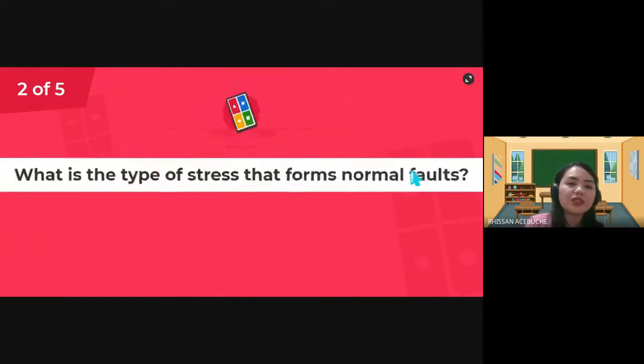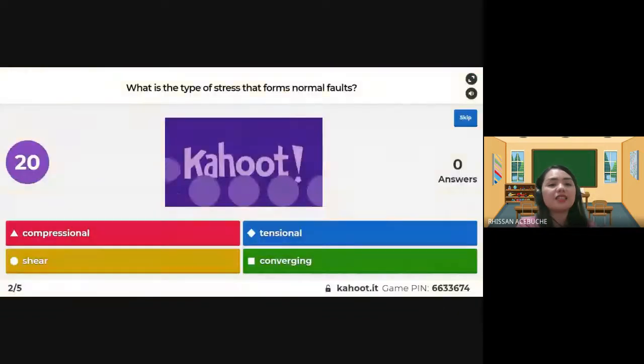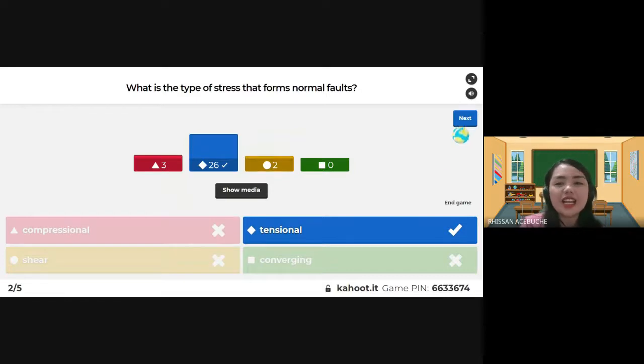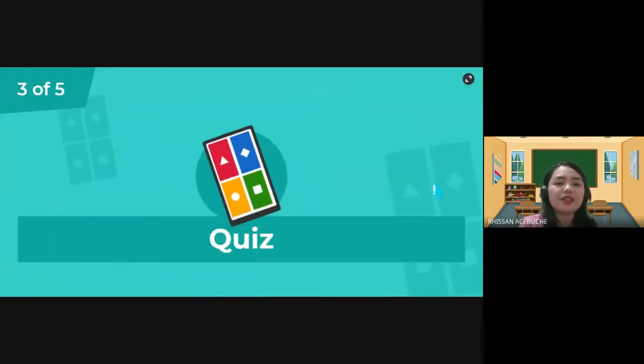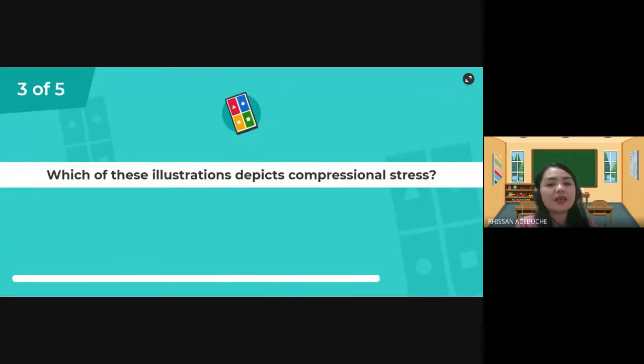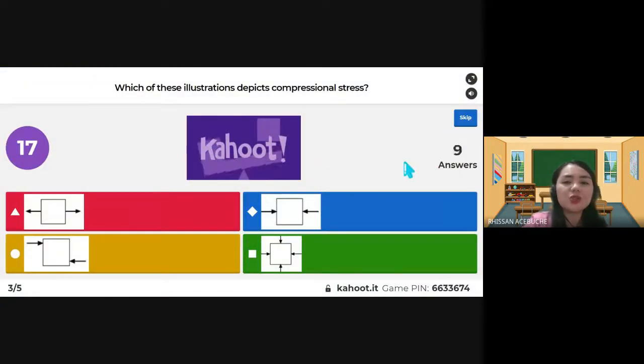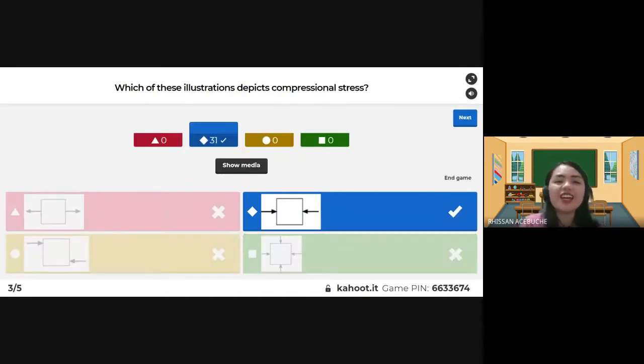Next. What is the type of stress that forms normal faults? What's the answer? 28 already answered. Wow, you answered so fast. All right. So the correct answer is tensional. Next. Number 3. Which of these illustrations depicts compressional stress? Choose the illustration. All right, 31 got it correctly. So this illustration is the compressional stress.